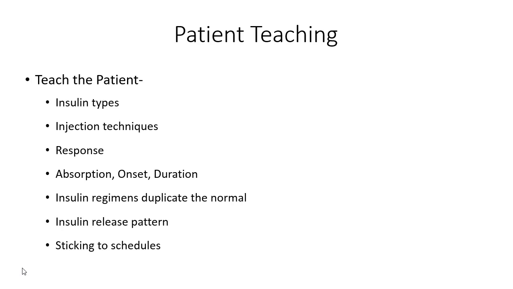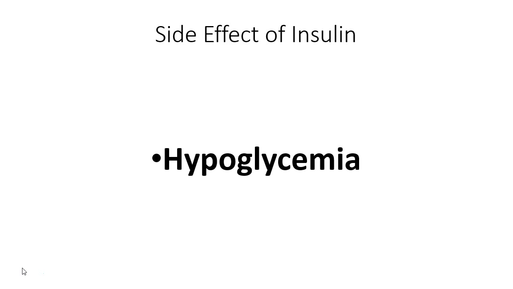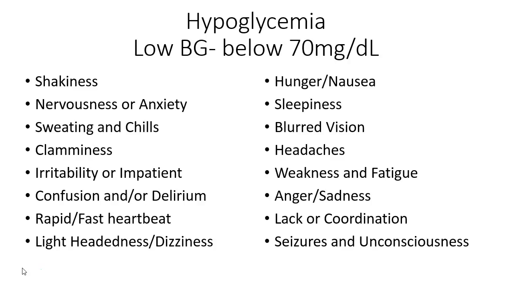All right, so side effects of insulin. If you have too much insulin, or if you don't have enough sugar in your blood, you will get hypoglycemia. Hypoglycemia is a low blood glucose that is below 70 milligrams per deciliter.